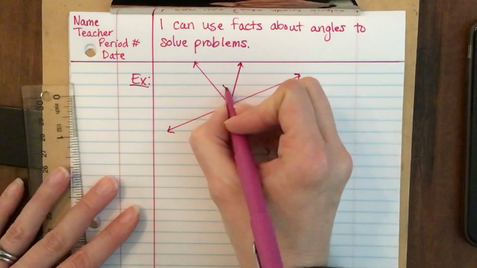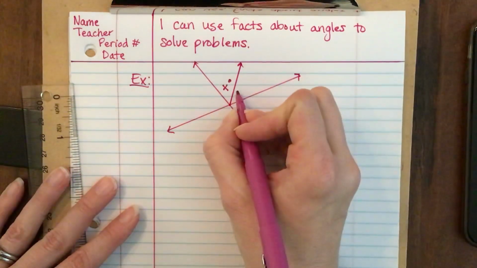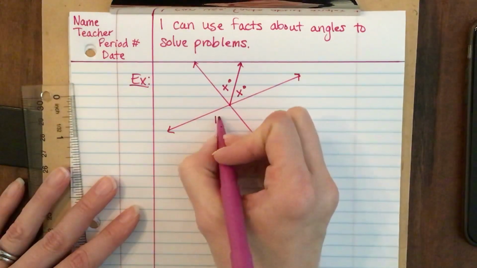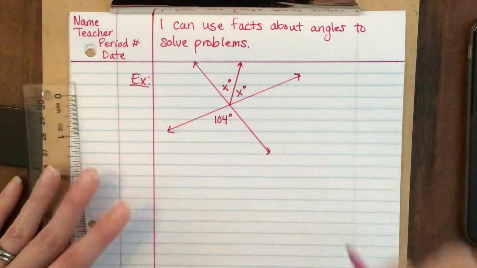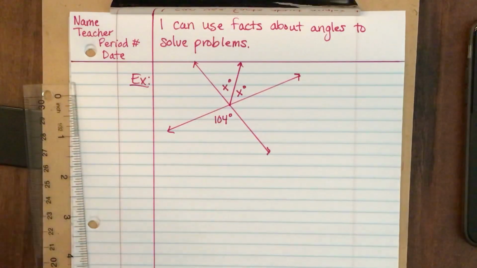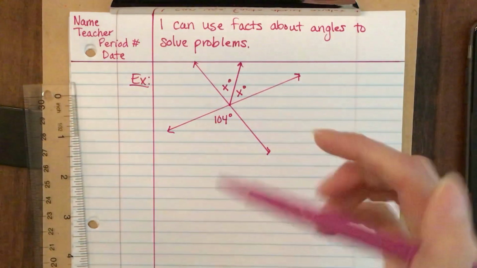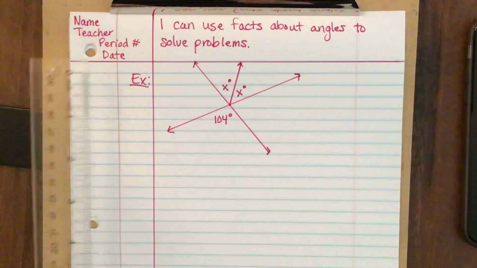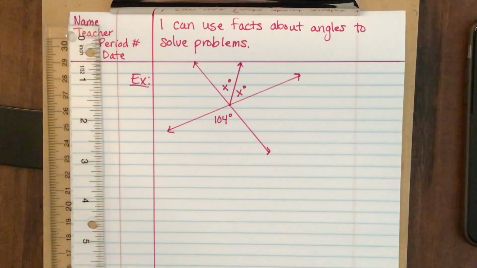So let's say that this angle is x degrees. This angle is also x degrees. And this angle is 104 degrees. So for this problem, we're going to find the measure of every angle, not just these two angles, but also these angles as well. So if you feel so inclined, go ahead and pause the video and try it on your own. The rest of you, let's go ahead and get started.